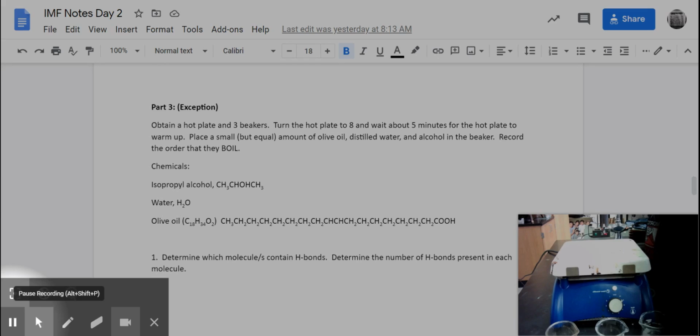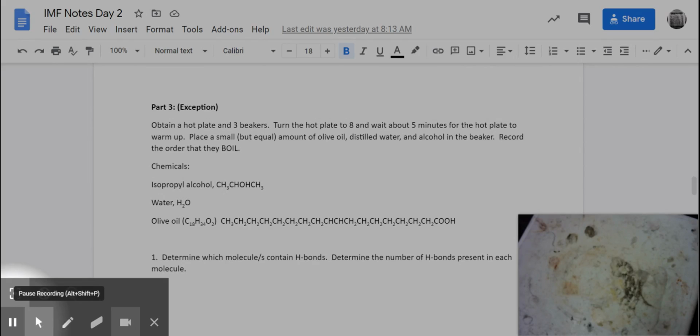Again, we have the physical property of substances: boiling point, freezing point, melting point, evaporation. Those are all physical properties, and we can explain why one boils before another based upon the intermolecular forces.